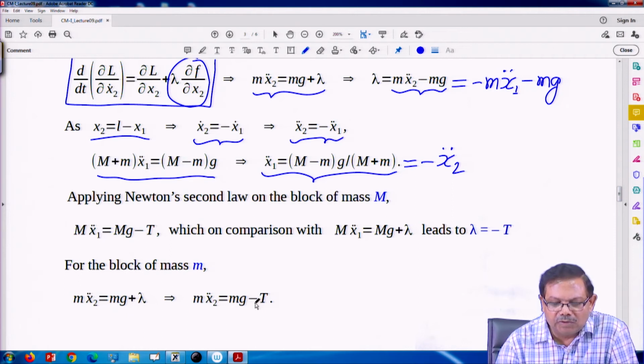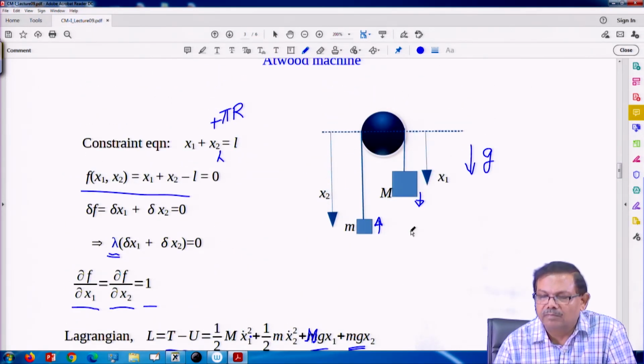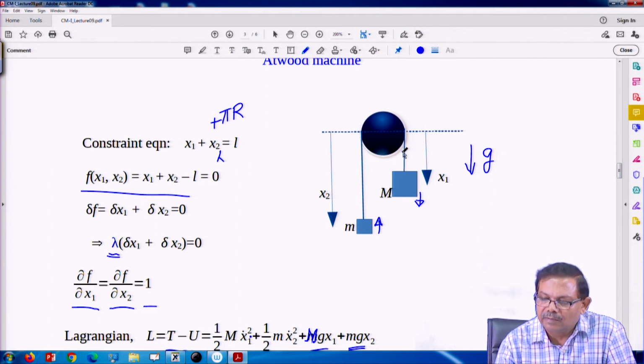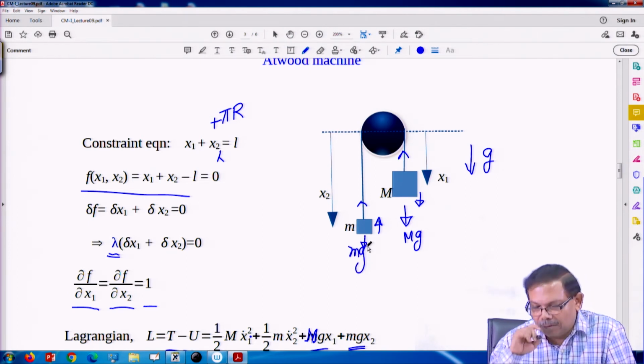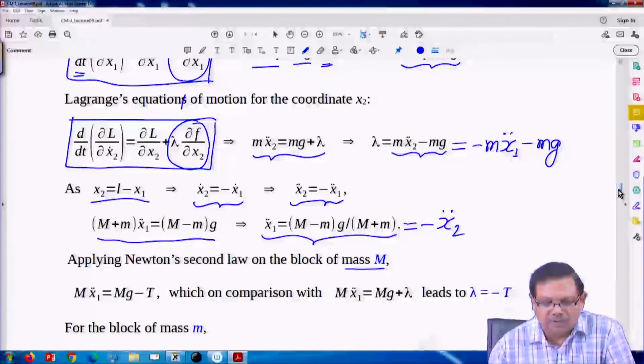So, let us use Newton's second law on the bigger mass capital M. So, what is the equation of motion? If it is going downward, then there is some tension, some tensile force, and so is here, and there is weight downward, and here also there is weight downward. So, these are the things we have. Now we are trying to write the equation of motion for this one.